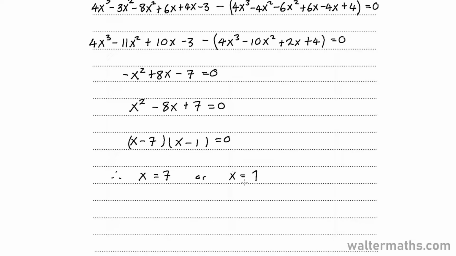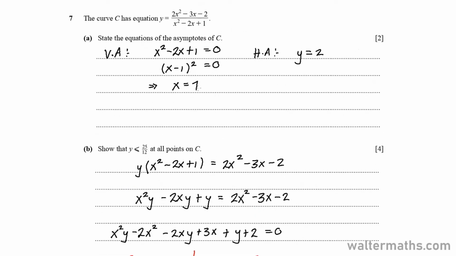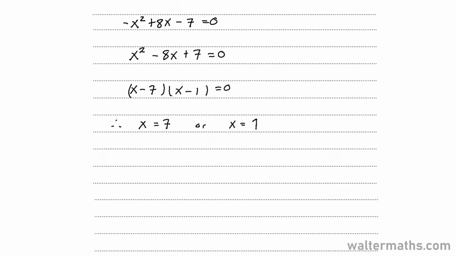Now for x is equal to 1, if we go back to part A, we got that x equal to 1 is an asymptote to the curve, which means the graph does not exist for x is equal to 1. So we don't have this value. So the turning point will be at x equal to 7.